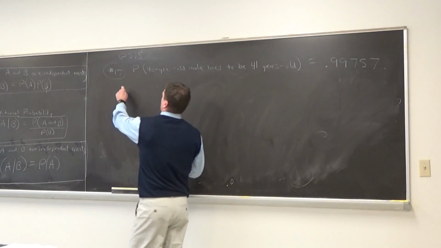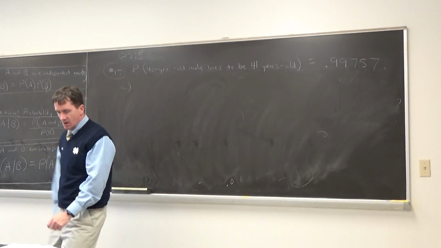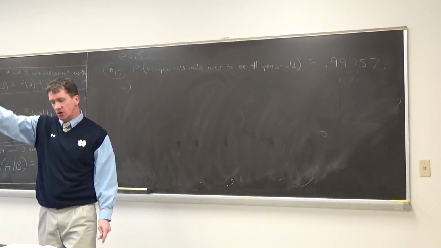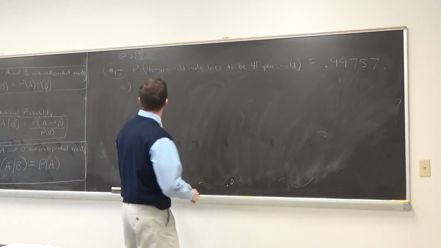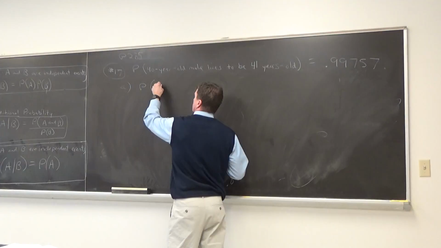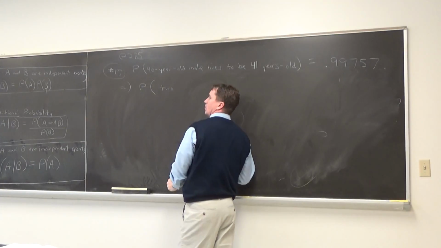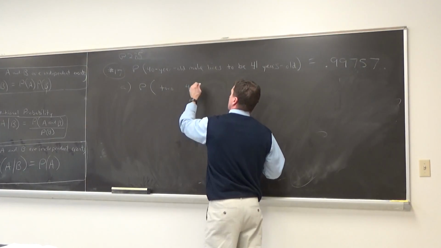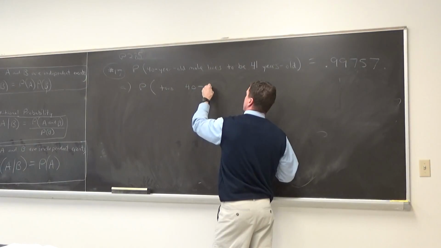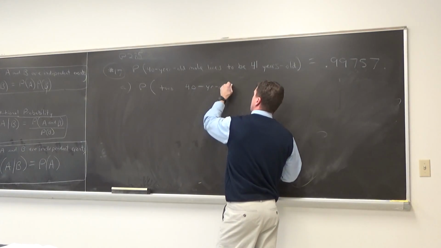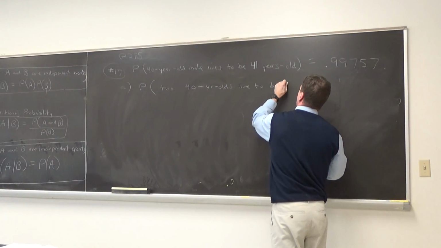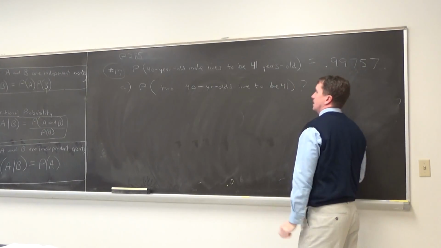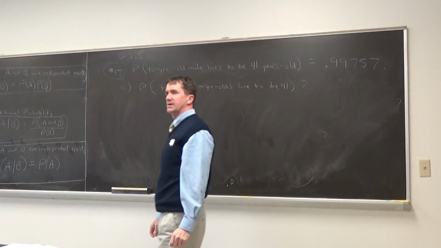Well, what's letter A ask? All right, letter A. What is the probability that 2 randomly selected 40-year-old males live to be 41? All right. Live to be 41. They live another year. I'm thinking, is this an or or an and?